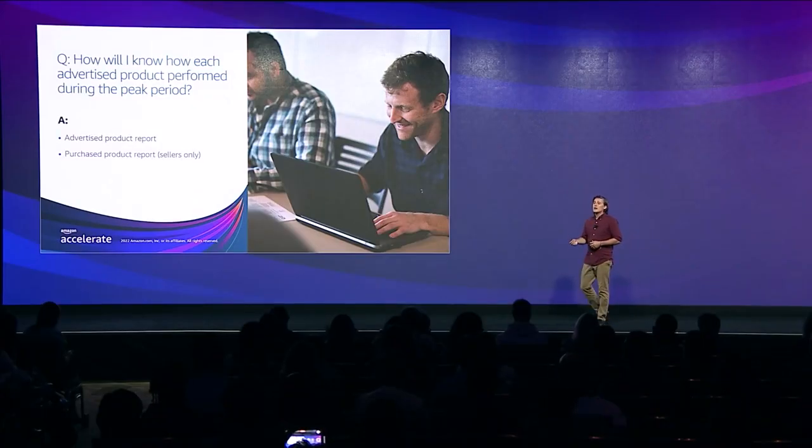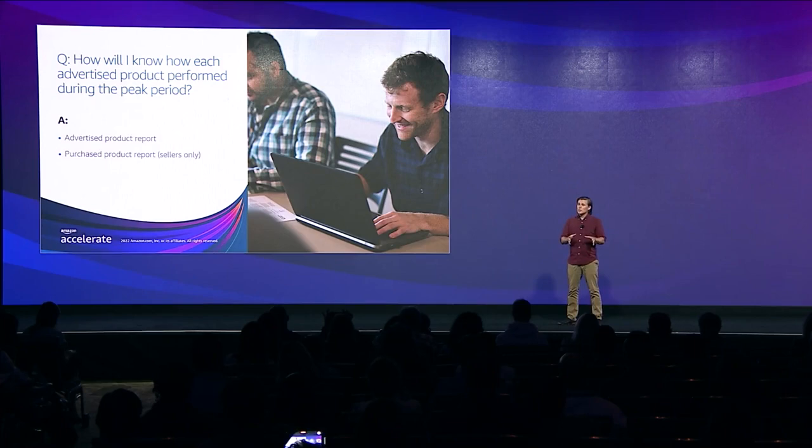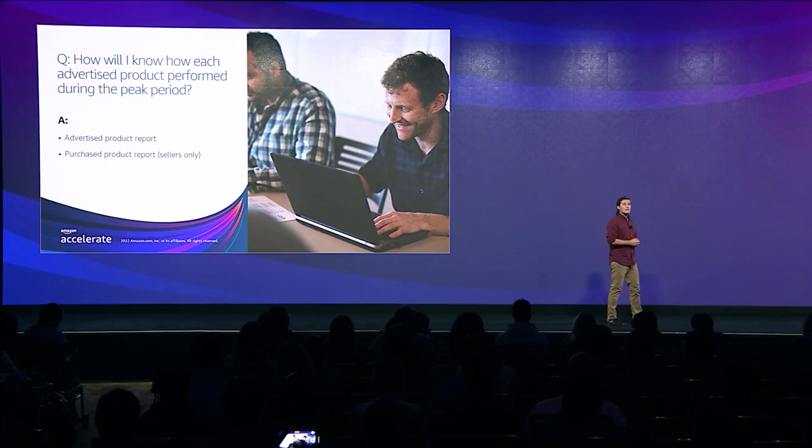Sellers can also view a similar report, the purchase product report, which contains details on the non-advertised products shoppers purchase after clicking on your ad. And this can help you find new advertising opportunities based on what shoppers are actually buying. It also shows how the advertised products perform at the keyword, product, and category level. Let's look at how GreenPot used both of these reports to optimize their holiday campaigns.